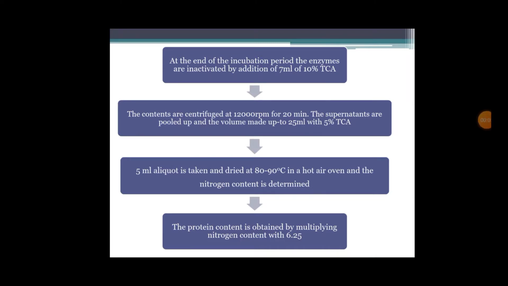Then 5 ml of aliquot is taken and dried at 80 to 90 degrees Celsius in a hot air oven and then nitrogen content is determined. The protein content is obtained by multiplying the nitrogen content by 6.25.